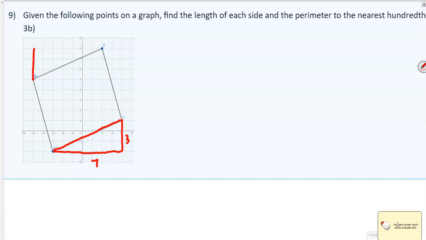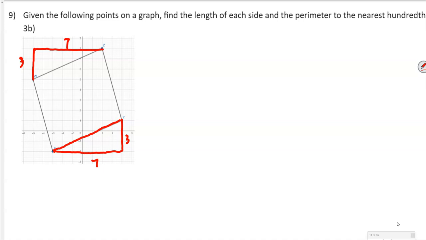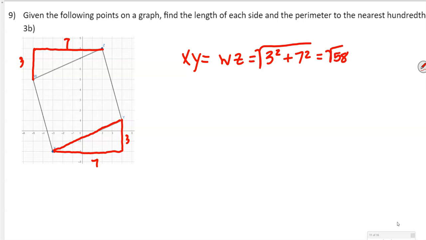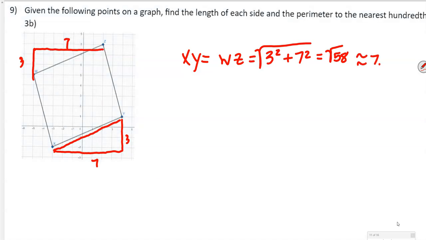1, 2, 3 up. Yep. 1, 2, 3, 4, 5, 6, 7. Yep. So if we're looking for these two sides, I can see that XY is going to be equal to WZ. Can you guys see that? So what are we going to do? We're going to take our rise and add it to our run. Okay? That's going to give us 9 plus 49, and that's going to be the square root of 58, right? And the square root of 58, if you put it in your lovely little calculator, if I'm not mistaken, is about 7.62, right?